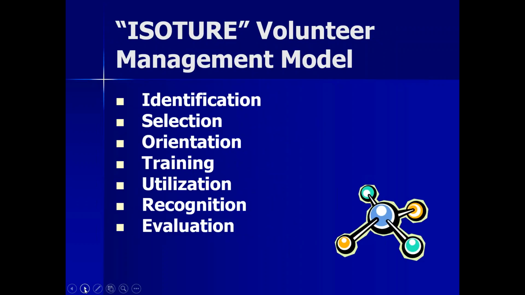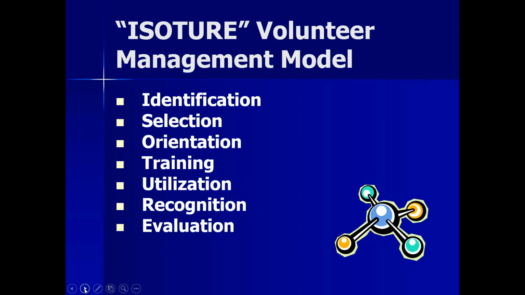Today we are going to talk some about the Isoture Volunteer Management Model. And so I'm going to turn it over to Pat. Thank you, Jennifer. The Isoture model is a 7-step model that a volunteer manager can use to help volunteers become more involved and effective.